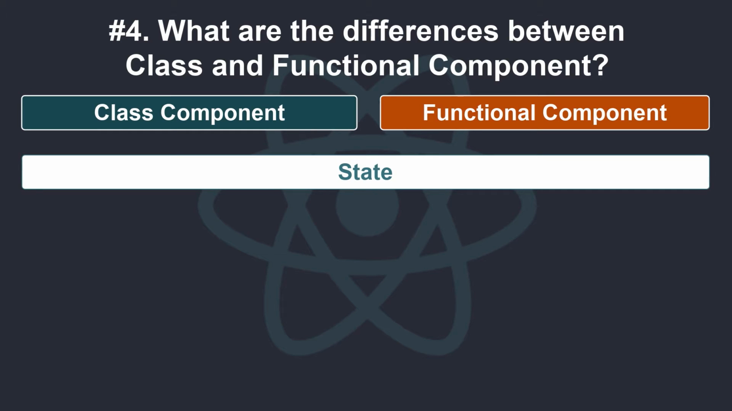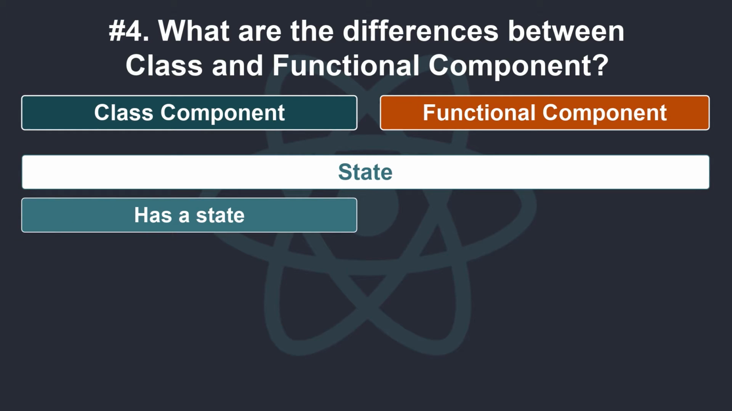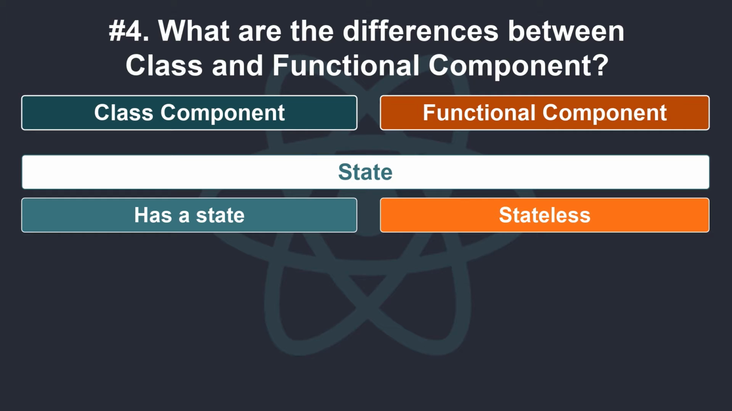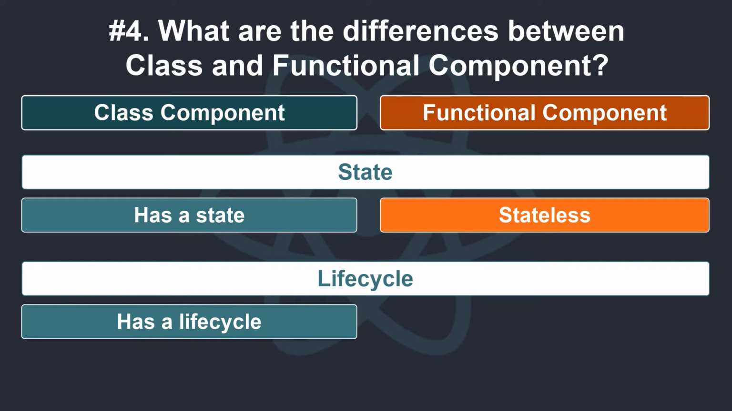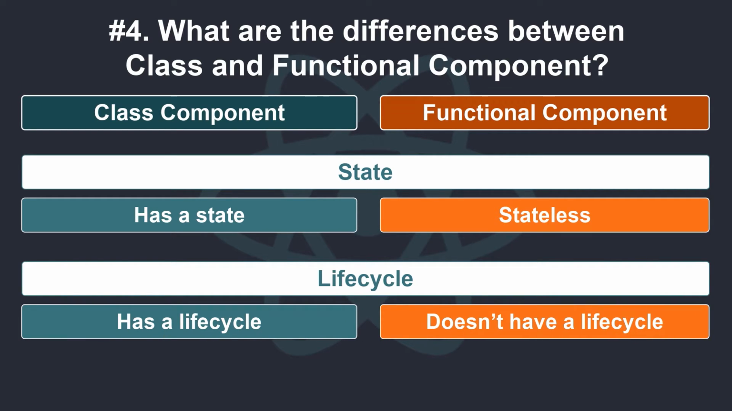State. The class component has a state, while the functional component is stateless. Of course, the functional component can use the state hook. Lifecycle. The class component has a lifecycle, while the functional component doesn't have a lifecycle.